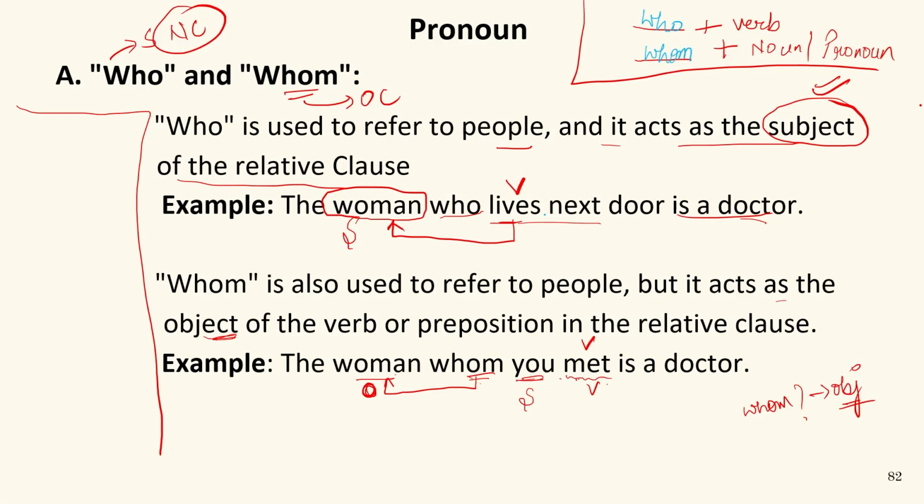Now look at the two sentences. Here we have the word lives, which is a verb. That's why we have used who. And here we have you, a pronoun. That's why we have used whom. So this is the trick.